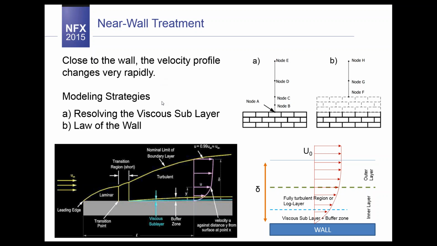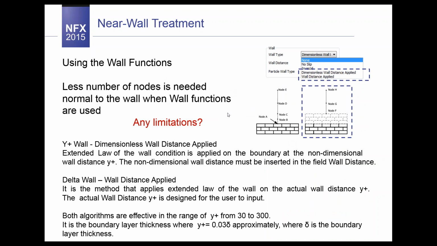Two strategies, two techniques which are helpful to model this sublayer. The first is related to resolving the viscous sublayer. So what are we doing? We are simply generating a mesh with denser nodes in the direction normal to the wall. And the second technique is the usage of the law of the wall. So on the next slide, what options do we have inside midas NFX?